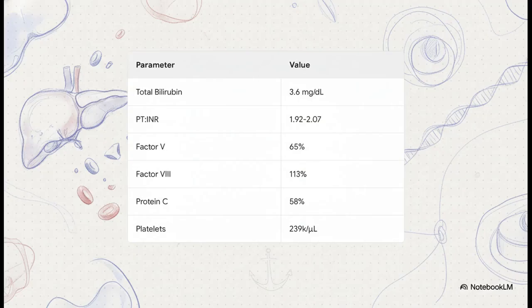Now, her pre-operative labs show this classic picture of liver dysfunction. You see the INR is up to 2.07, which immediately makes you think, okay, high risk of bleeding. But here's where it gets incredibly complex. Look at the specific factors. Factor 5, which is synthesized only in the liver, is low at 65%. That fits the picture of liver failure. But factor 8, which is synthesized extrahepatically, is totally normal at 113%.